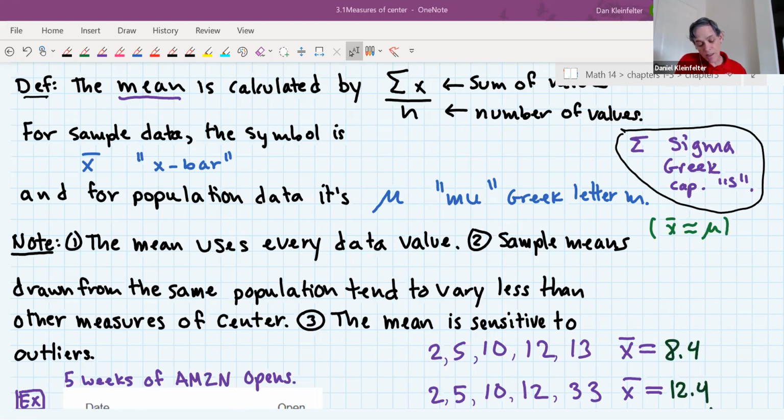Okay, the mean is what's called sensitive to outliers. An outlier is a data value that is kind of outside the range of most of the data values that we have.